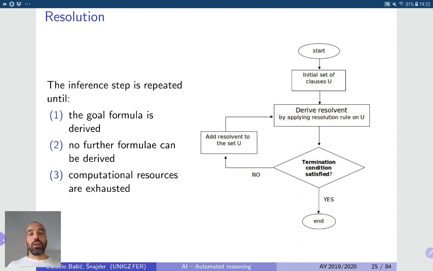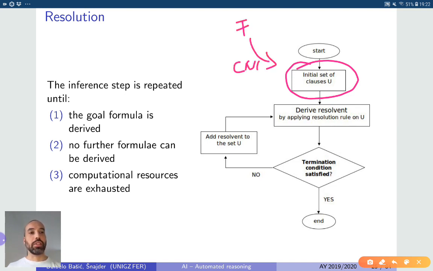Okay, now that we know all that, we can put all of this together into the resolution algorithm, a very simple one, which basically starts from an initial set of clauses, which we obtained by taking a formula and doing the conversion into CNF, right? Once we have this set of clauses, we will apply the resolution rule on a pair of clauses that we can actually resolve because they have complementary literals. And then we'll look into, have we actually reached the end? Is the termination condition satisfied?